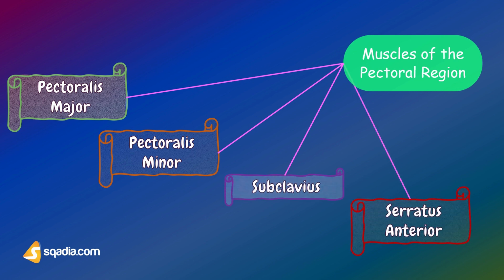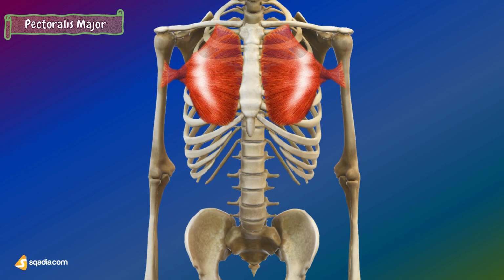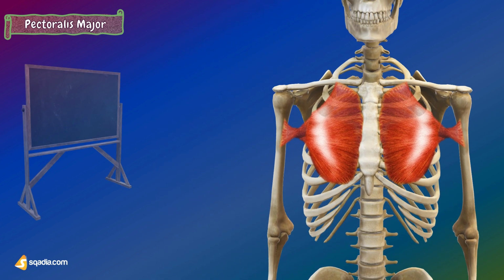It is easier to remember the names of these muscles once you see where they're present in the body. Let's look at them one by one. Starting with the most superficial muscle, that is pectoralis major. The pectoralis major muscle, as you can see, is a large muscle that has 3 distinct muscle bands.